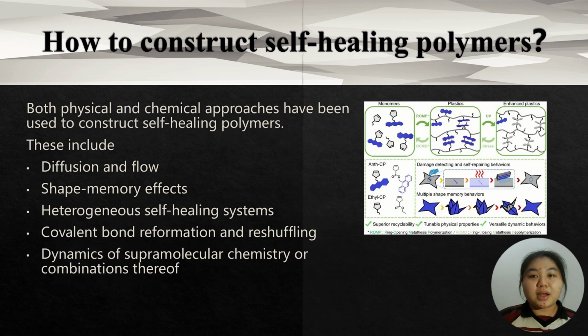So how to construct self-healing polymers? Both physical and chemical approaches have been used to construct self-healing polymers. These include diffusion and flow, shape memory effects, heterogeneous self-healing systems, covalent bond reformation and reshuffling, dynamics of supramolecular chemistry, or combinations thereof. This is an example of the process of cell repairing.